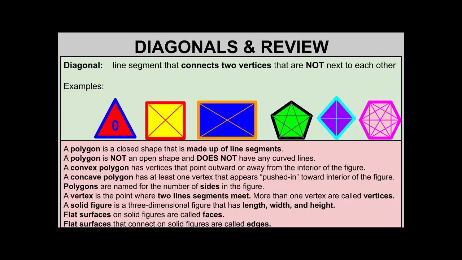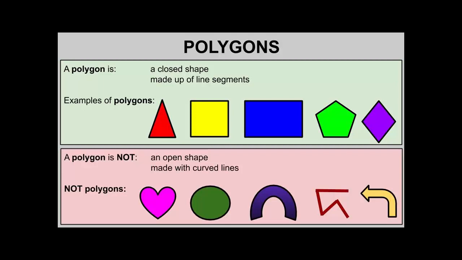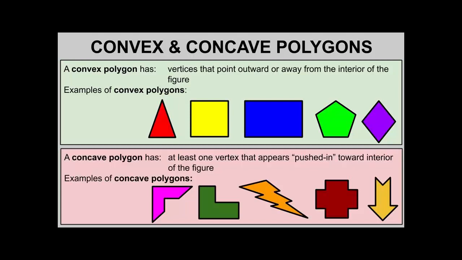So for a quick review, I know this is a lot of writing. I know this is a lot of characteristics and traits and concepts to learn in one lesson. But again, this is mostly review for you. So first, a polygon is a closed shape that is made up of line segments, straight line segments. So that means that a polygon is not an open shape and it may not have any curved lines. A convex polygon has vertices that all point outward. All of the polygons above are convex polygons.